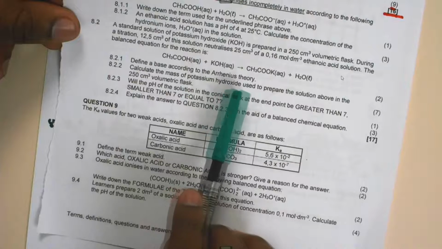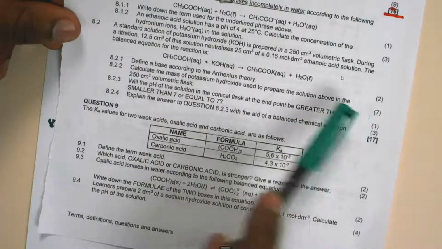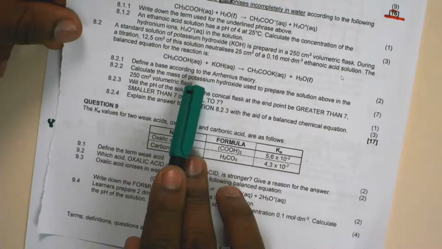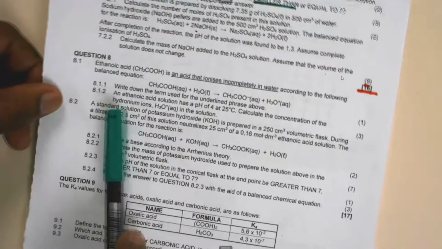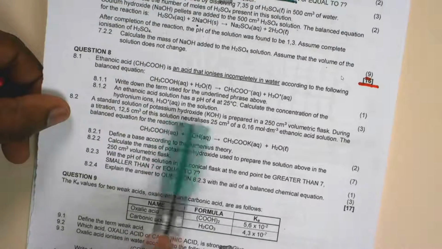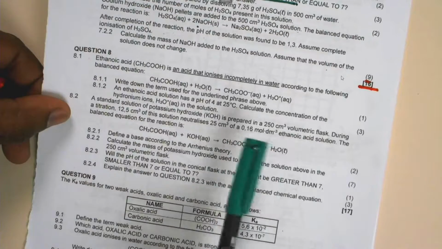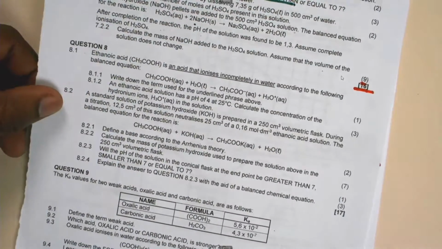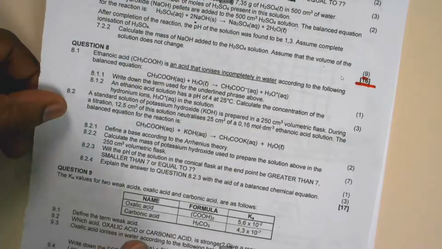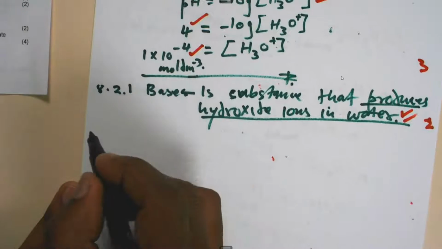So when we go to the question again, it says calculate the mass of potassium hydroxide used to prepare the solution above in a 250 centimeter cubed volumetric flask. So they want us to calculate the mass. But what do we know? We know that the standard solution of potassium hydroxide was prepared, and during the titration, this solution was neutralized by 25 centimeter cubed of 0.16. So we have a neutralization reaction taking place. At the very same time, we know it is a titration. So I can easily focus more on my titration equation, that is now 8.2.2.